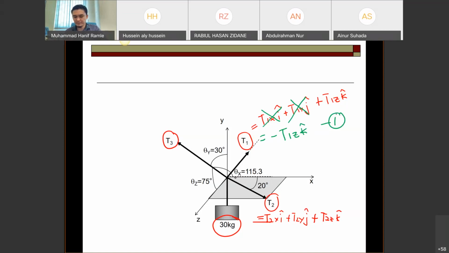And T2 is on the plane, meaning there are only two components involved, the X component and the Z component only. This one has no value. Do you agree? Yes, because it's perpendicular. So you have to write T2 equal to T2x i plus T2z.